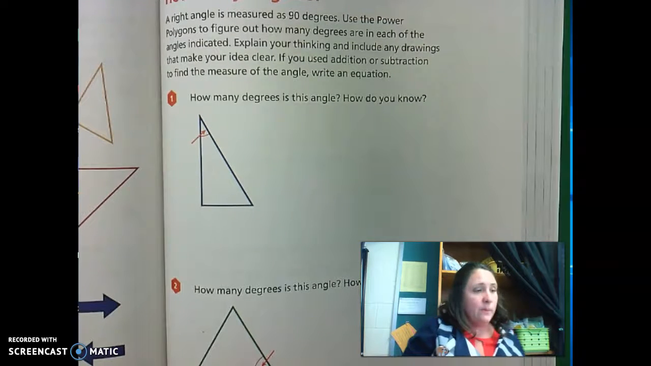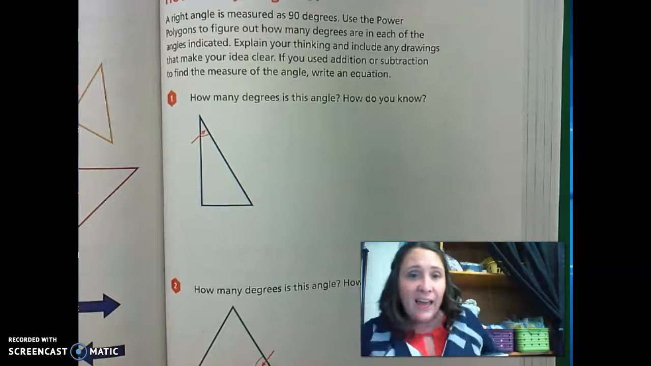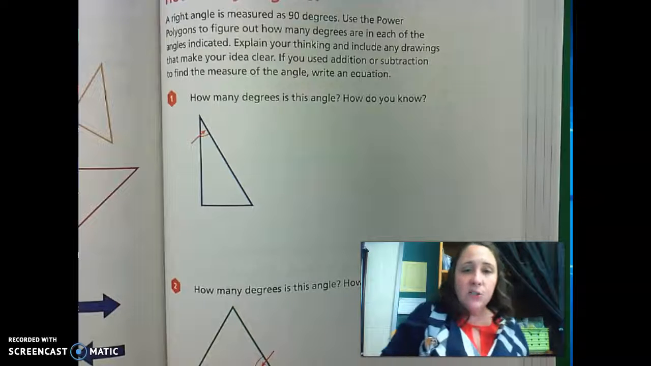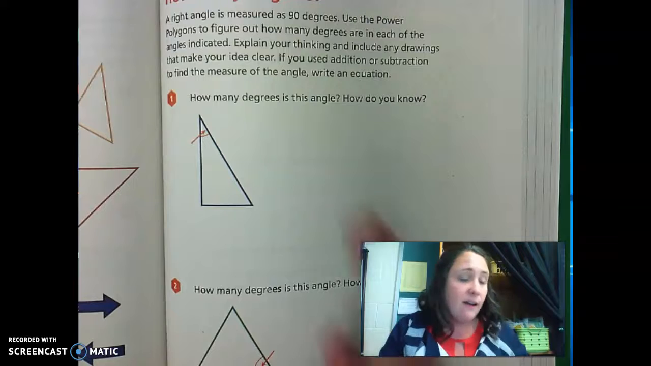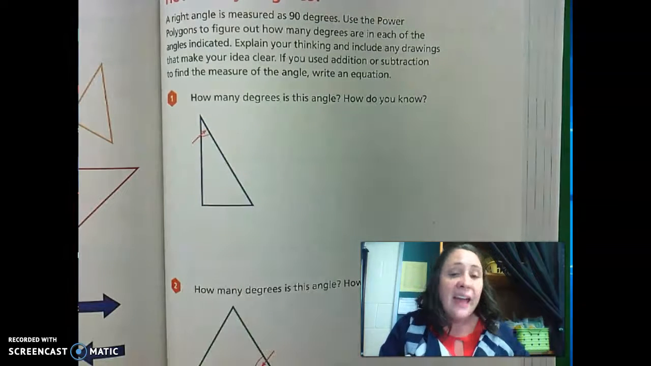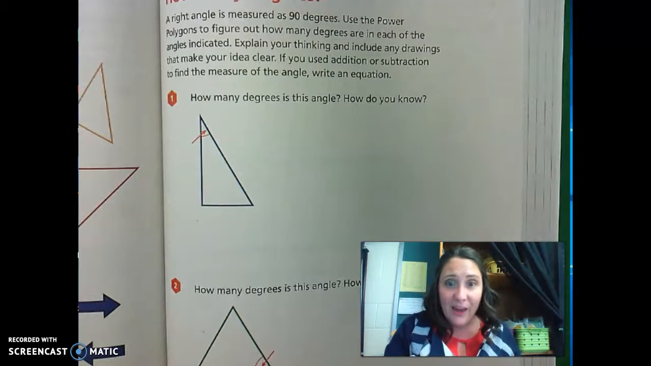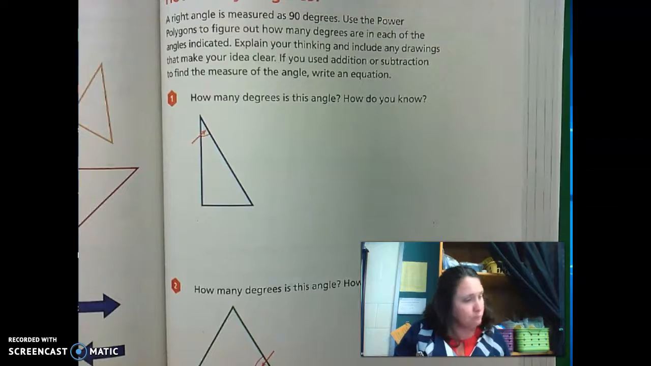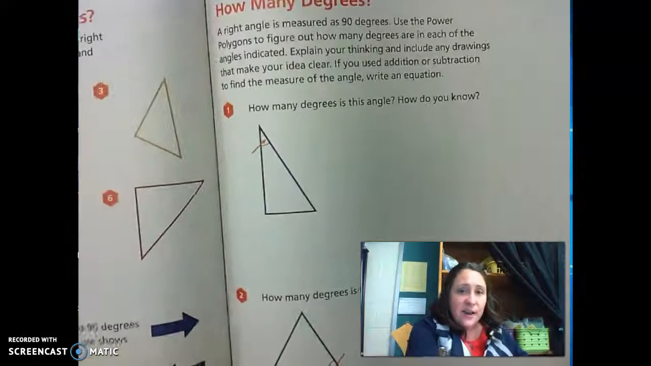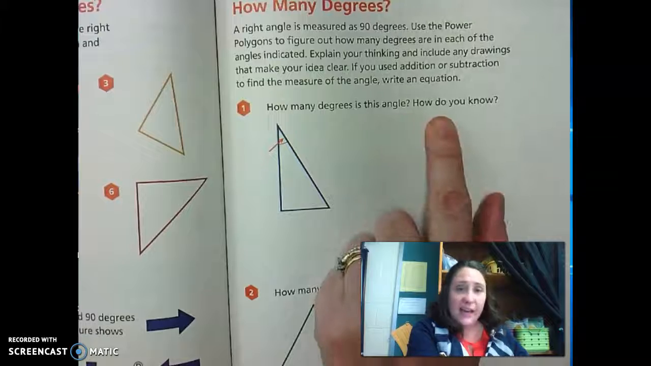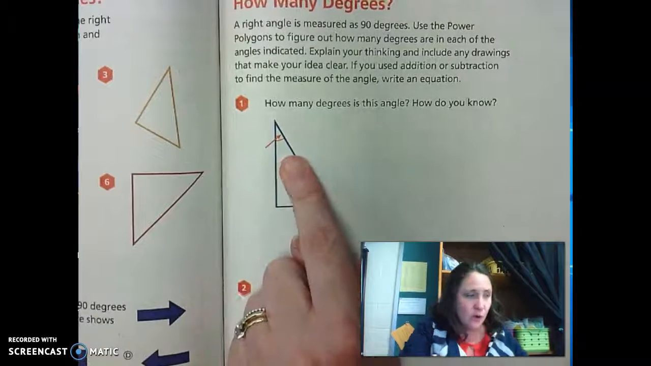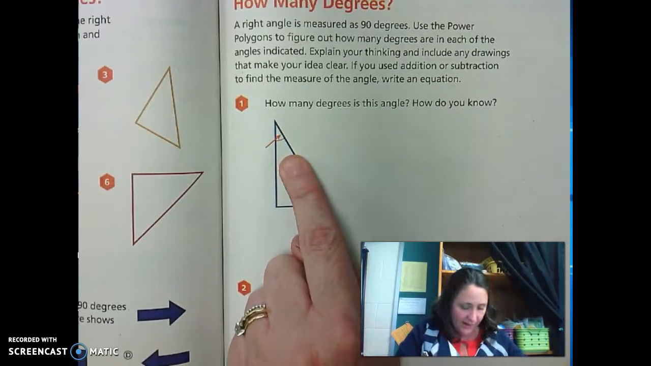Okay, so we're on page 211, and again, we're going to talk about the strategies that you may have used to determine what the measure of these angles for number 1 and number 2 are. Okay, so let's go ahead and get started. So let's look at number 1. It says, how many degrees is this angle and how do you know? So we're going to be looking at this angle right here.